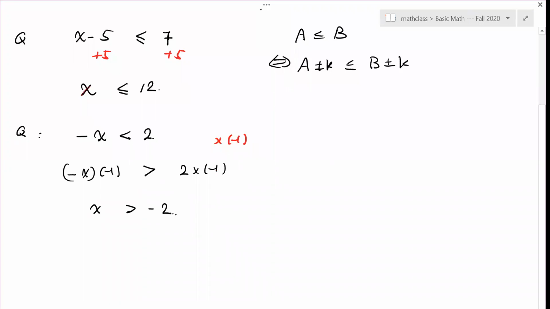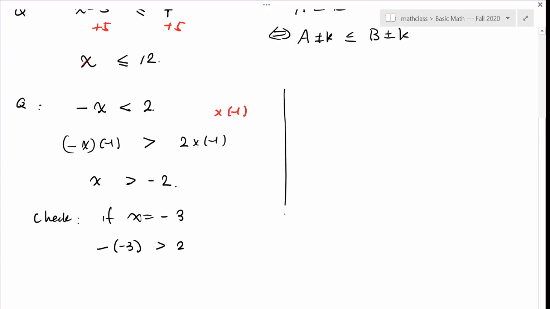Now, if you say x less than -2, let's check. If x equals -3, then negative x is 3, which will be greater than 2, right? So -3 is not going to be one of the solutions. So x cannot be smaller than or equal to -2. x must be greater than -2. Okay.